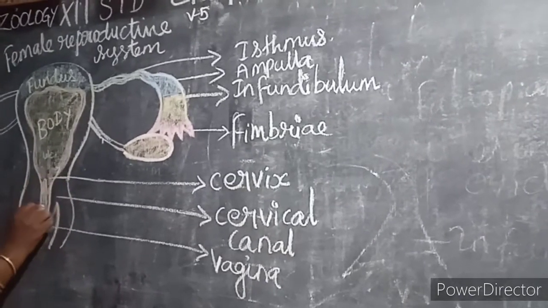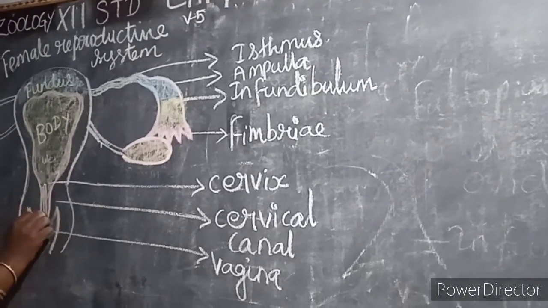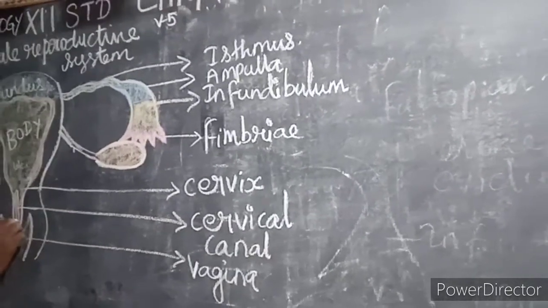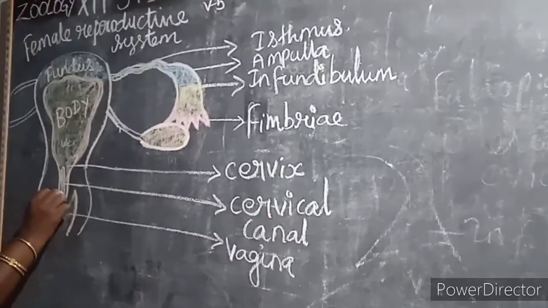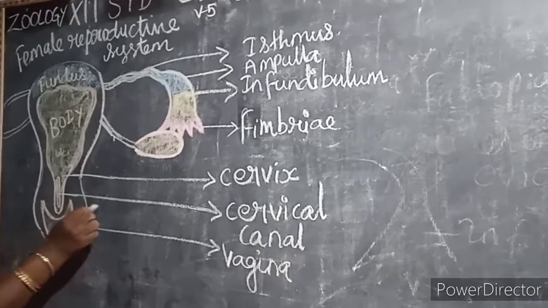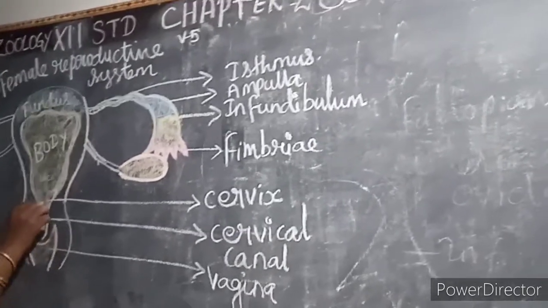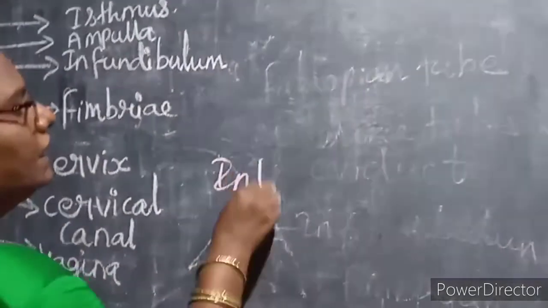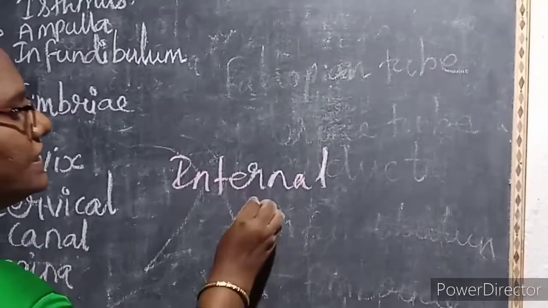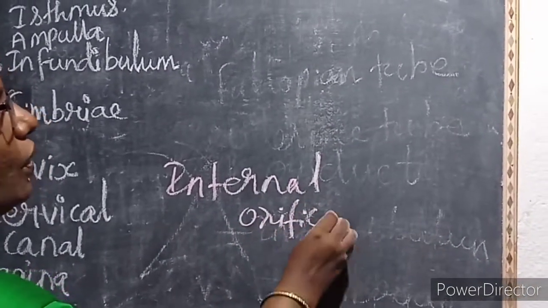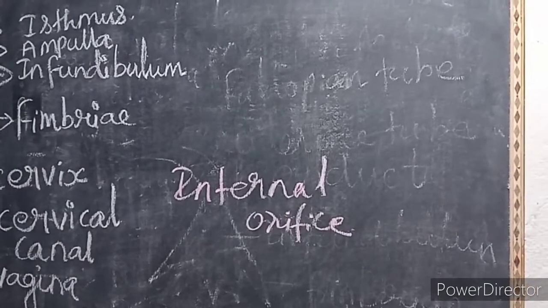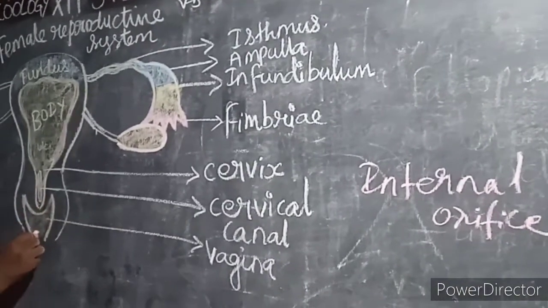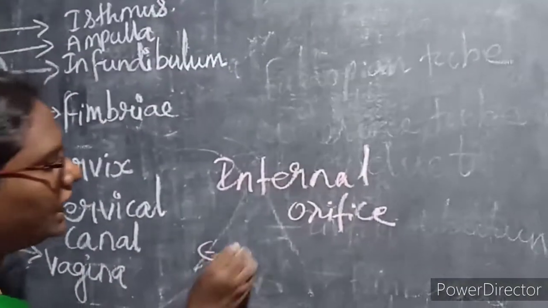Inside the cervix, there is a narrow canal called the cervical canal. So what is a cervical canal? A narrow canal that is present inside the cervix is called the cervical canal. This cervical canal opens to the uterus through the internal orifice. An orifice is nothing but an opening or a hole. The cervix opens to the uterus through the internal orifice. The cervix opens to the vagina through the external orifice.